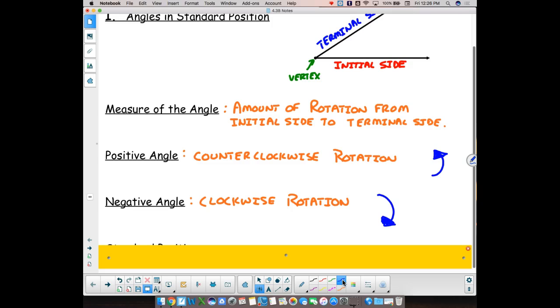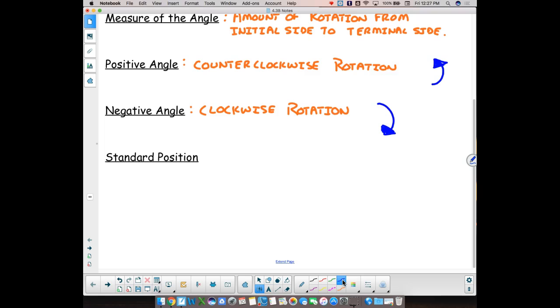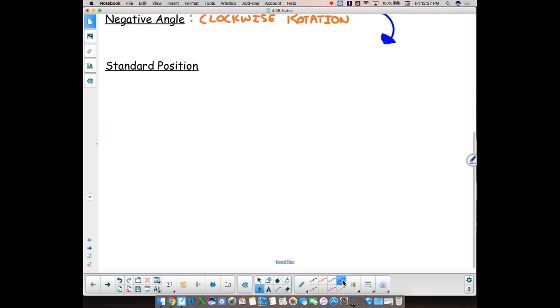Now, angles can be all over the place, right? I'm making angles with my arms right now. There could be here, they could be there, they could be over here, they could be down here, they could be over there, wherever, right? So in order to bring some order to this process, we have what is called the standard position of an angle. The standard position has two conditions in it.